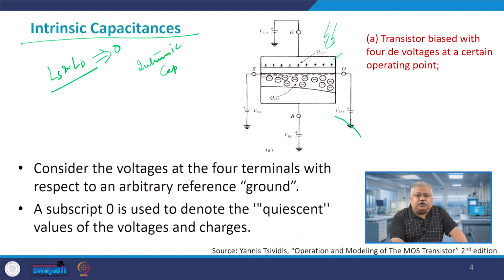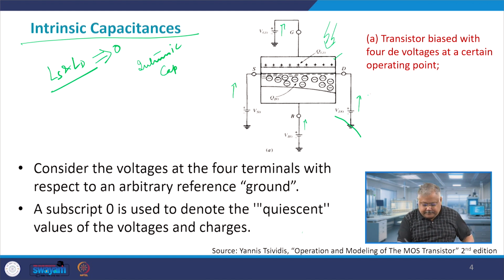What you see in front of you is only the intrinsic part, which consists of the gate, oxide and the substrate. In the substrate, I have applied a body bias, a positive source voltage, a positive gate voltage, and a positive drain voltage. So, all are positive and all are fixed DC biases.